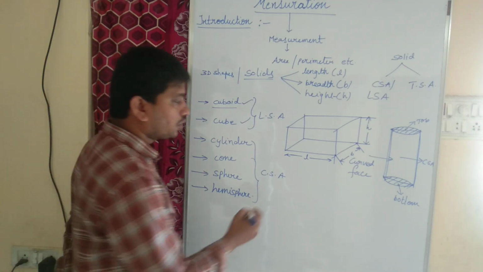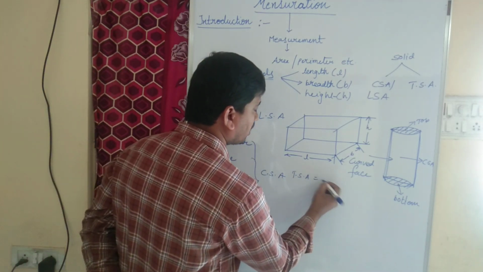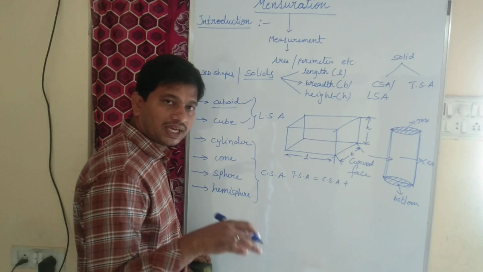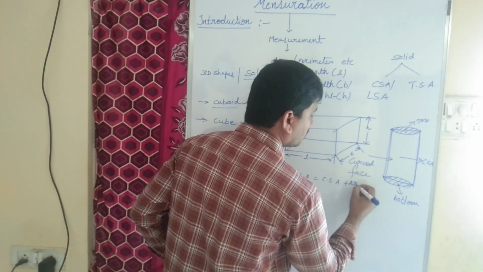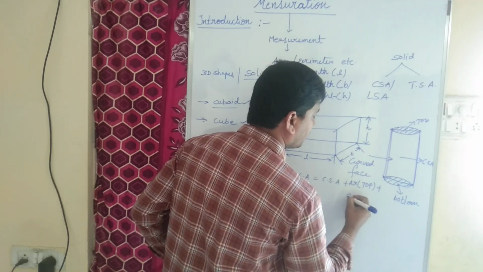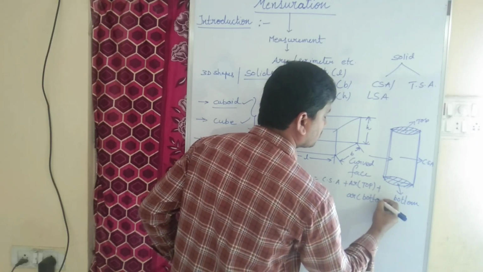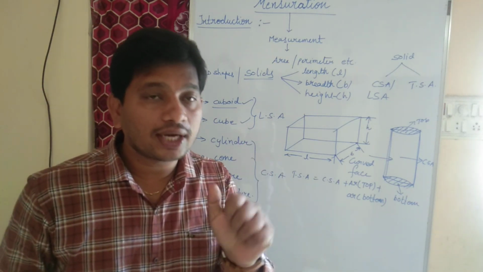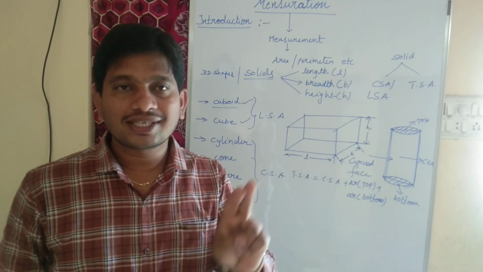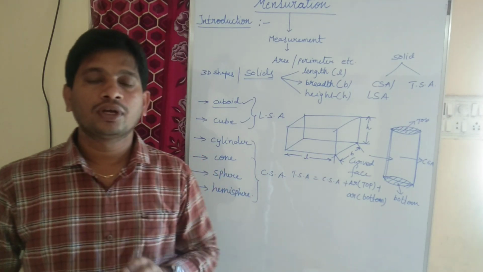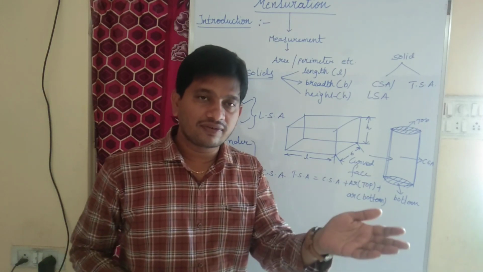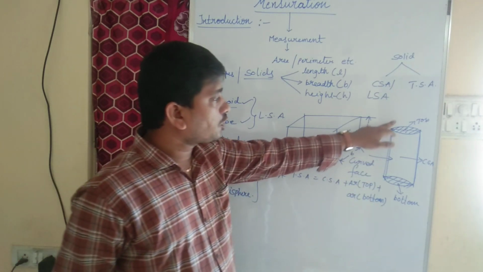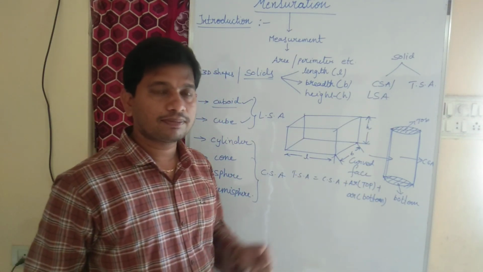And what do you mean by total surface area? Total surface area is nothing but curved surface area plus area of top face and area of bottom face. Children, try to understand, a solid has namely two areas. One is curved surface area, the second one is total surface area. So what is the difference between curved surface area and total surface area? Curved surface area in the sense except top face and bottom face.